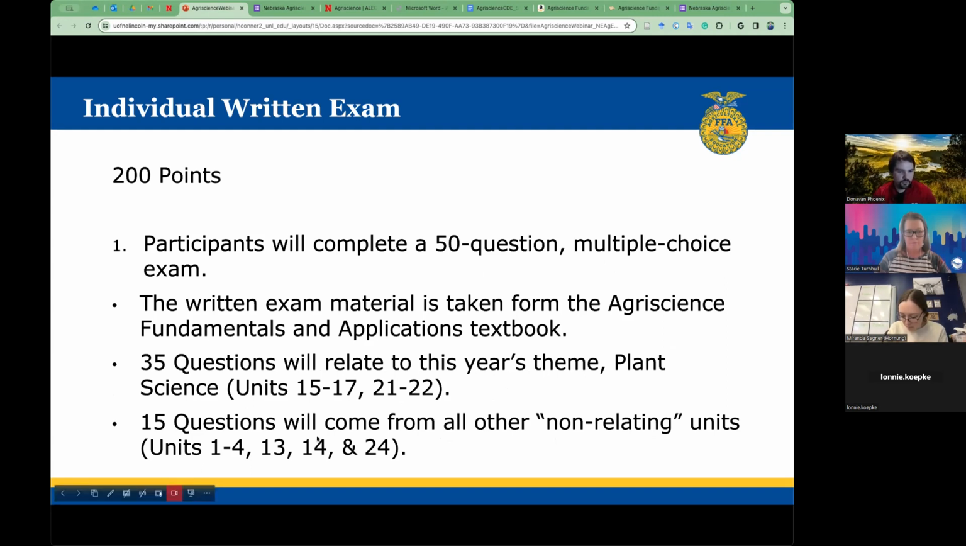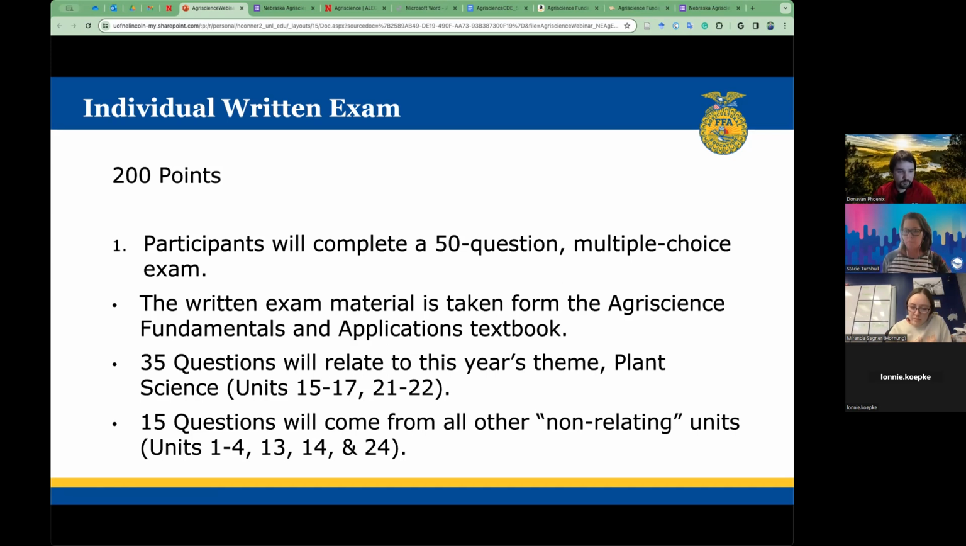So I've included the units. This is also portrayed within the handbook and the rule book. But if you get this textbook, the Agriscience Fundamentals and Applications textbook that I showed earlier, units 15 through 17 and then 21 through 22 has all that content.